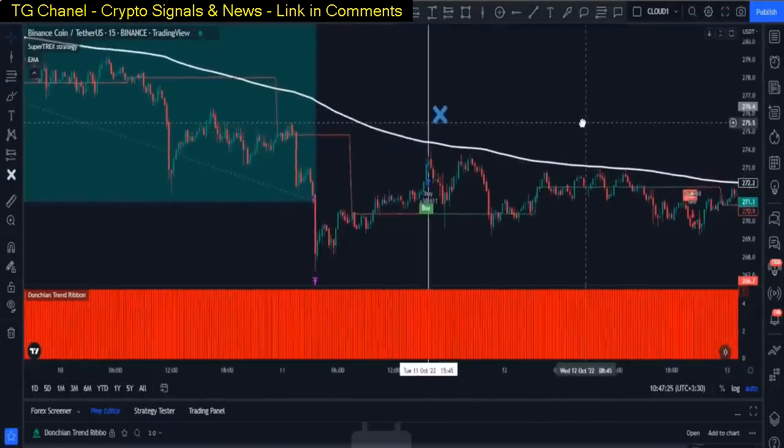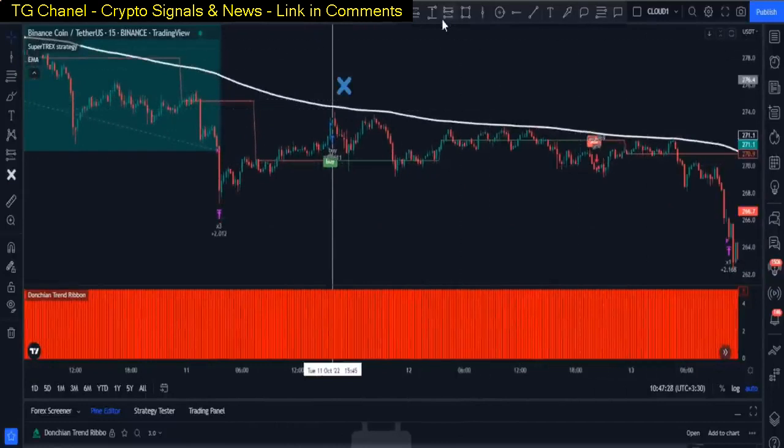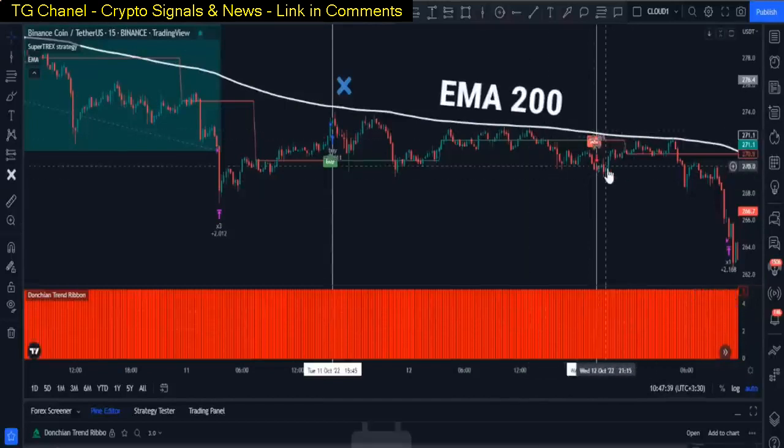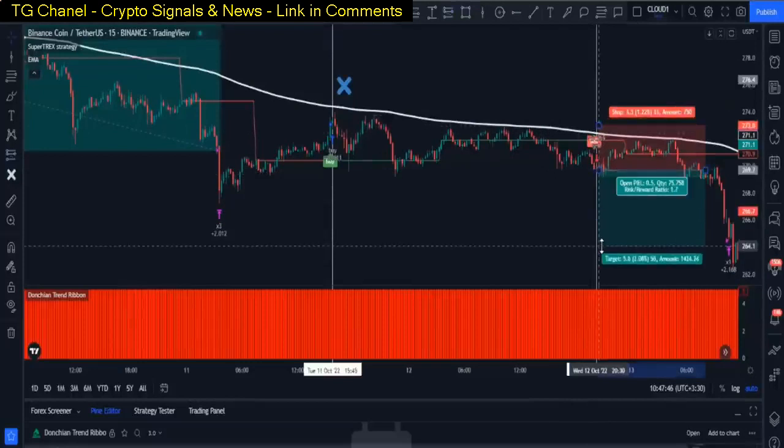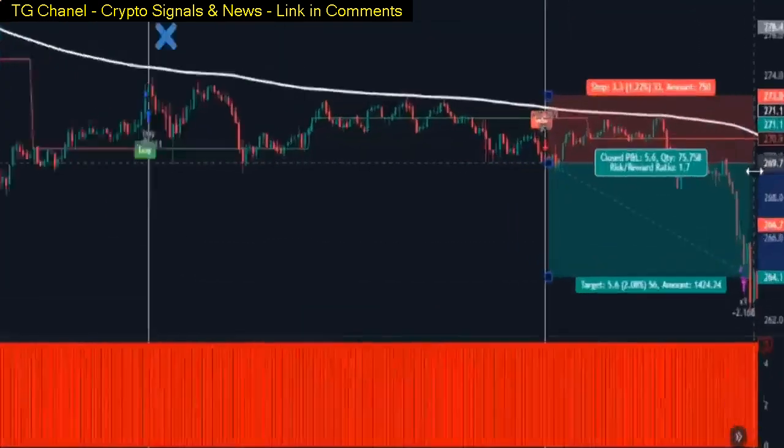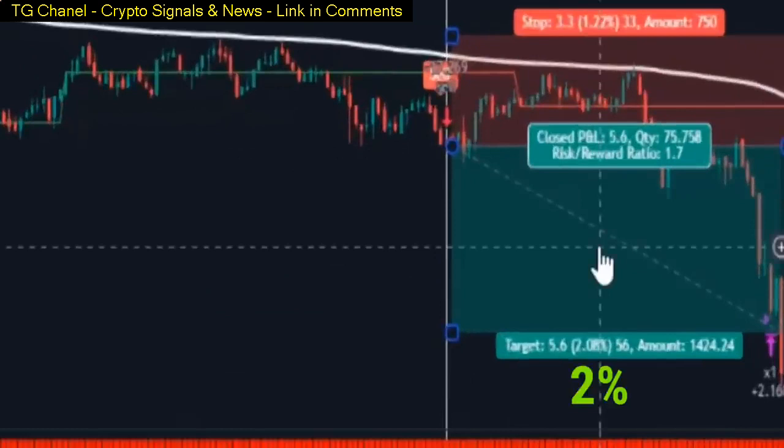But the next signal is a sell one and we could have entered a trade according to it because it is valid. The histogram of the second indicator is red and also the price is under the moving average line. So we could have entered this trade and made profit using the signal. See, I could have gained 2% profit just from this trade alone.